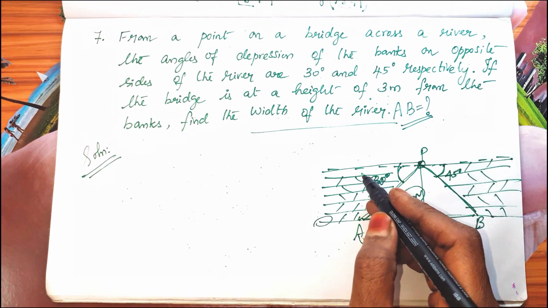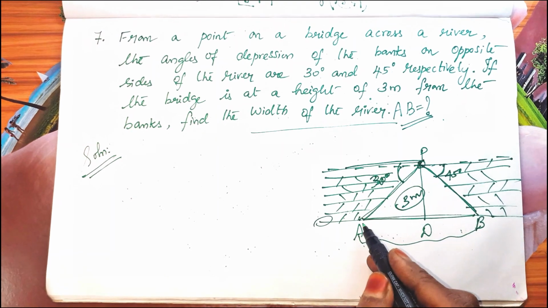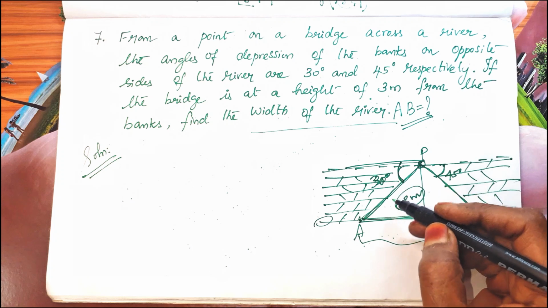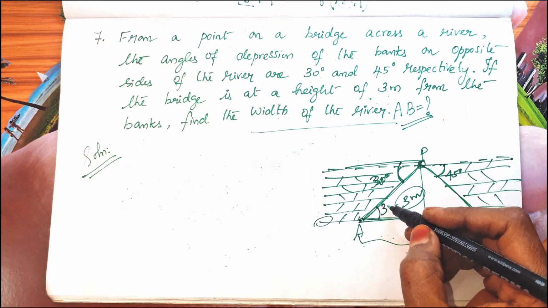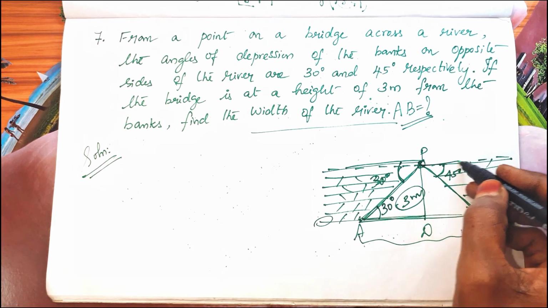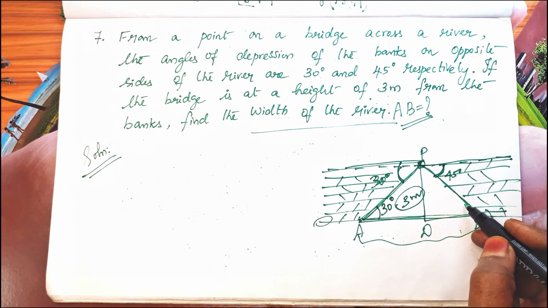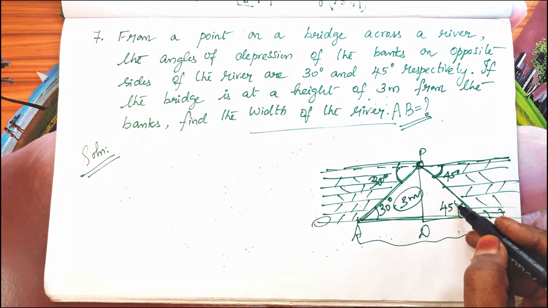Already in the previous problem I said this line is parallel and this line is parallel, so the alternate angles are equal, therefore it is 30 degrees. And here also this and this are parallel, therefore here also it is 45 degrees.